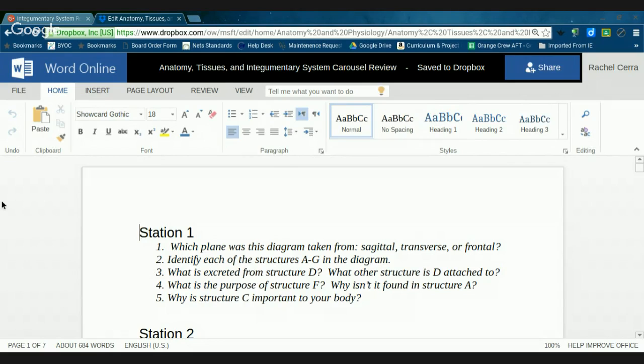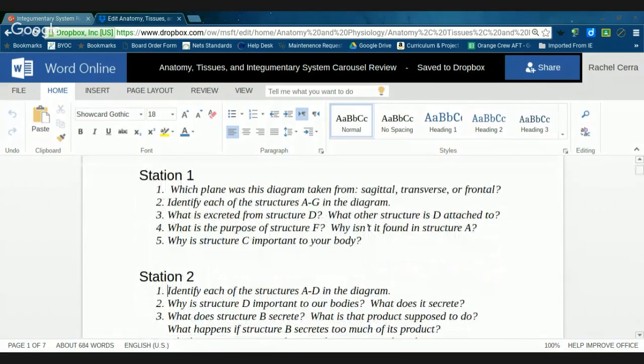Good morning. Going to go over these answers with the anatomy, tissue, and integumentary system review. So we're going to start with station number 1.